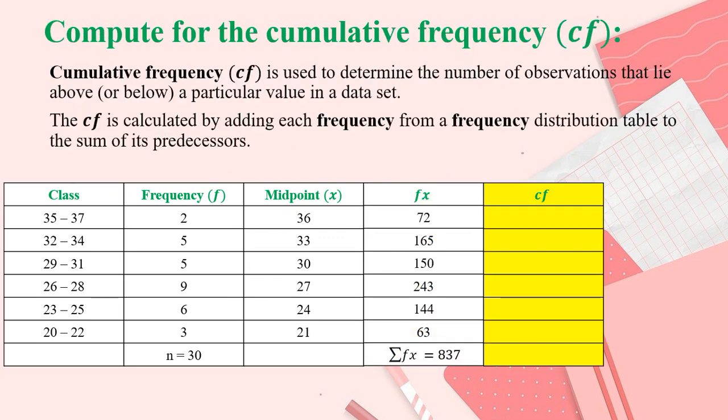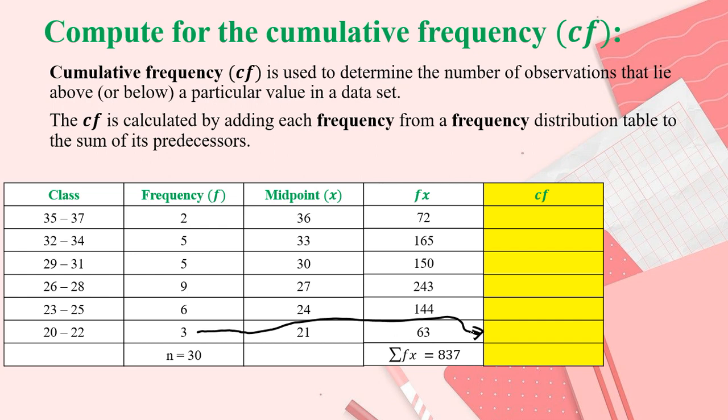Okay, next in our table po, we have the CF, or we need to compute for the cumulative frequency. So it is used to determine the number of observations that lie above or below a particular value in a dataset, and it is calculated by adding each frequency from a frequency distribution table to the sum of its predecessors. So, meron po tayong dalawang way para ma-solve si cumulative frequency. So, this is the first way. Una mo pong way is to rewrite the frequency in your last class.